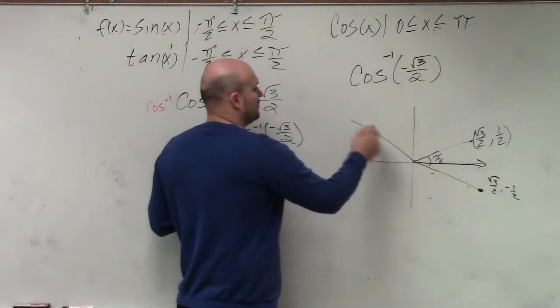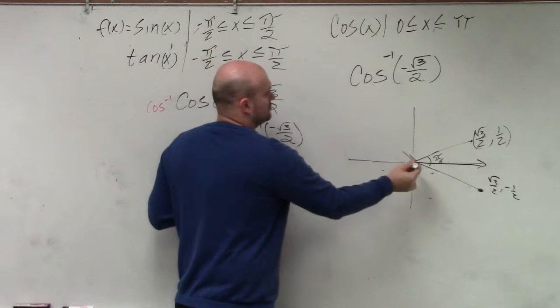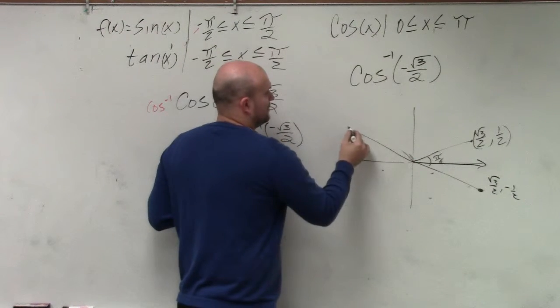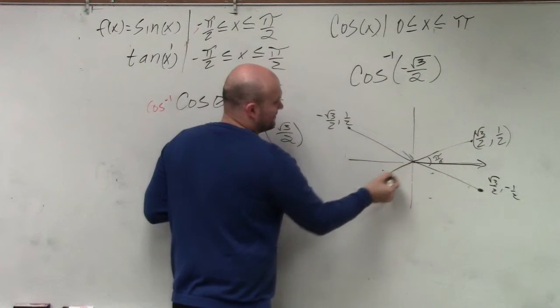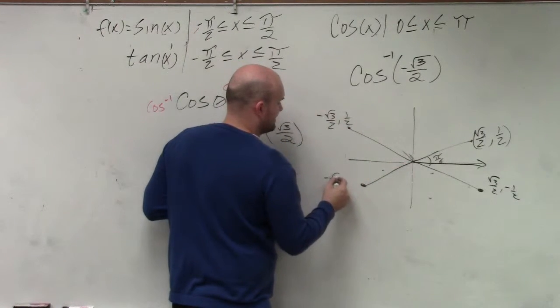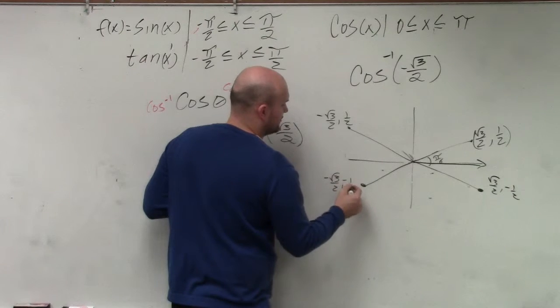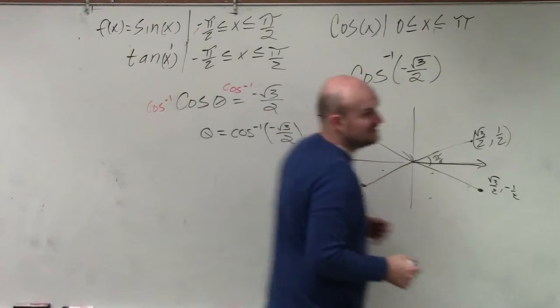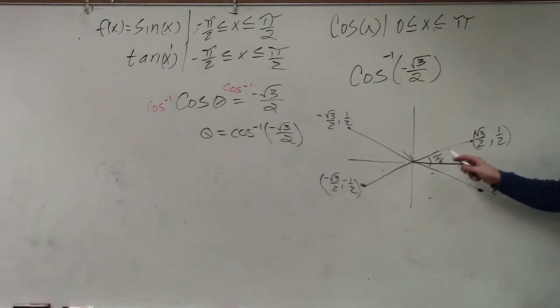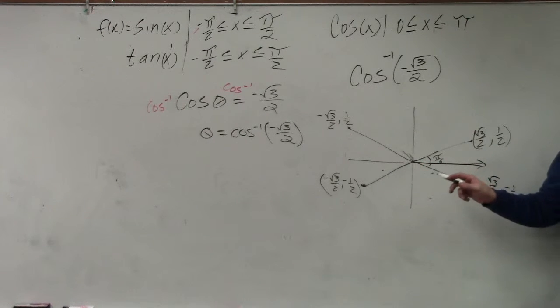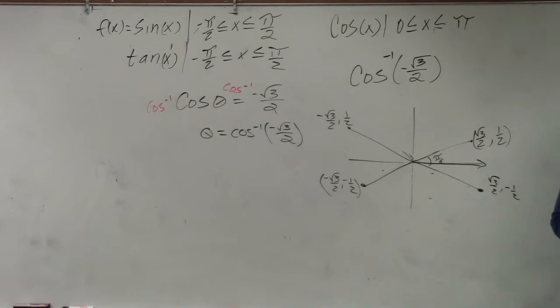If I flip it over the y-axis, this point is negative square root of 3 over 2, comma, 1/2. And if I flipped it over the origin, it'd be negative square root of 3 over 2, comma, negative 1/2. Does everybody see all these values, right? And does everybody agree with me that all the values have a reference angle of pi over 6? Yes? OK.